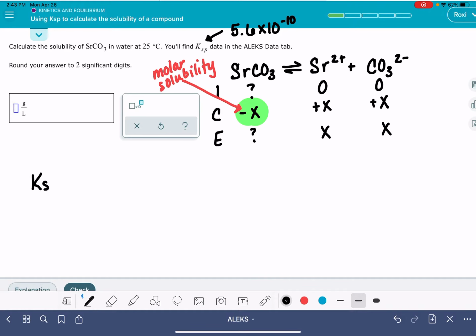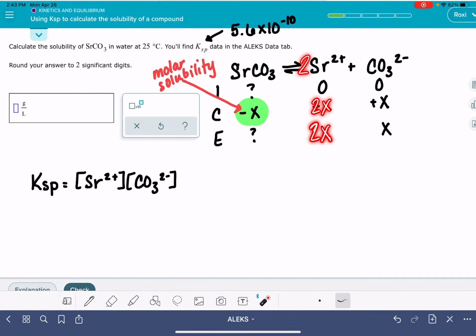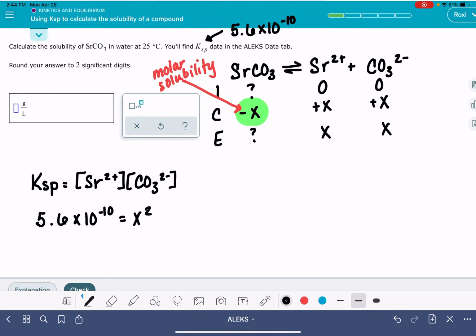To solve for x, we're going to write an equilibrium expression. KSP is going to be the strontium ions times the carbonate ion. And again, be careful if you have a stoichiometric coefficient, like if this is a 2, this will be a 2x, this will be a 2x, and you're going to be raising this to the power of 2. The KSP value for this compound is 5.6 times 10 to the minus 10, and that is equal to x squared.